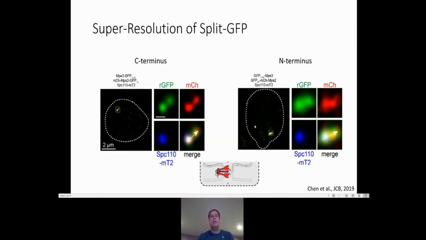And so we did super resolution with this split GFP, where we put the split GFP either at both C termini of MPS2 and MPS3 or at both N termini.